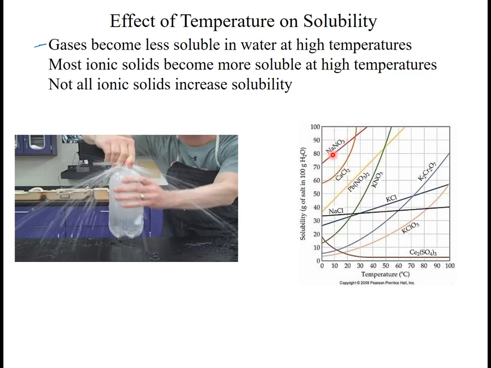Sodium nitrate definitely does, calcium chloride, lead(II) nitrate, potassium nitrate, KCl, potassium dichromate, potassium chlorate. However, there is one on here, cerium(III) sulfate, that actually decreases in solubility in the room temperature range here, and then levels out as you get warmer. So not all increase solubility with increasing temperature, but most do. This is just an example of one that does not.